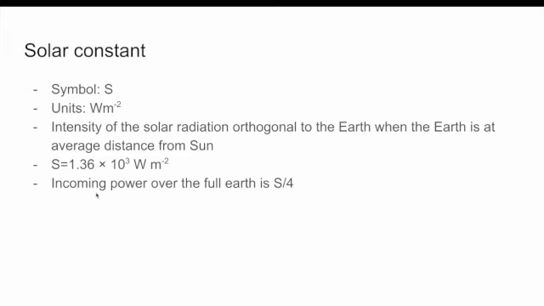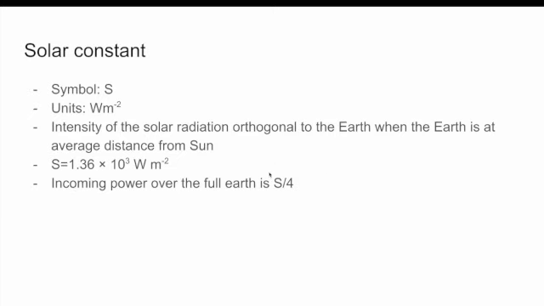And the incoming power over the full Earth is S by 4. Again, you don't need to know the proof for this, but in case you're interested, it's just because you're doing pi r squared, which is area of a circle, divided by 4 pi r squared, which is surface area of a sphere. And that gives you 1 over 4, and you multiply that 1 over 4 with this S right here. So the incoming power over the full Earth at any given point in time has an average value S over 4.